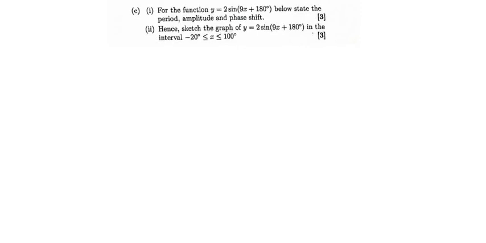Alright, so let's look at C. For the function y is equal to 2 sine of 9x plus 180 degrees below, state the period, amplitude, and phase shift. So let me just use the full formula.